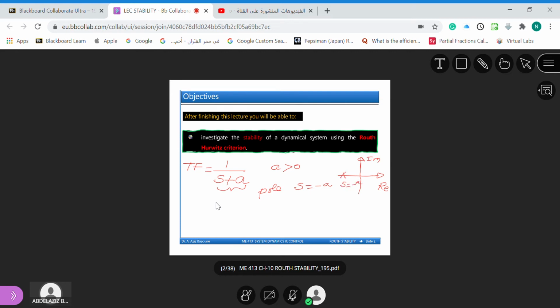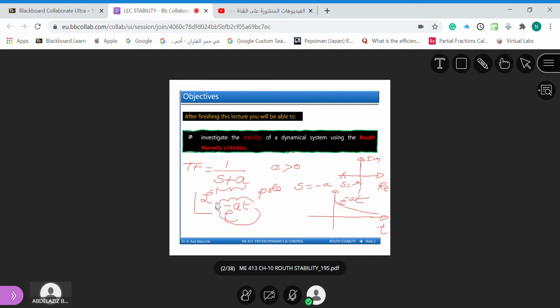Now, if you take the inverse Laplace transform, it will be e to the minus at. This is the inverse Laplace transform, e to the minus at, and it will be something like this. With time it will go to 0, it will be converging to 0. So this is f of t, an exponential minus at, and it is converging.